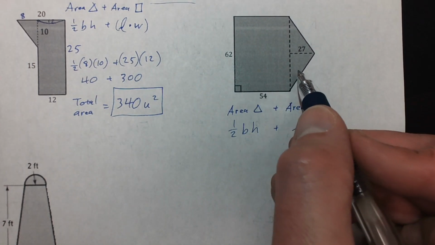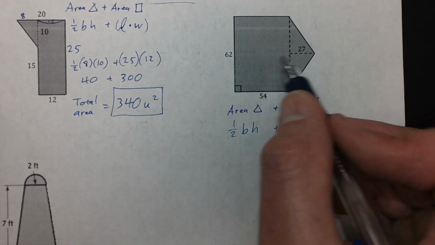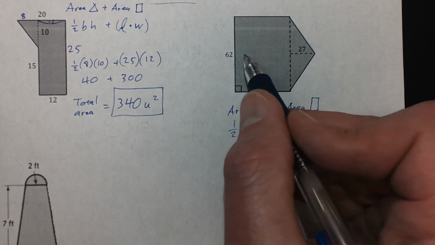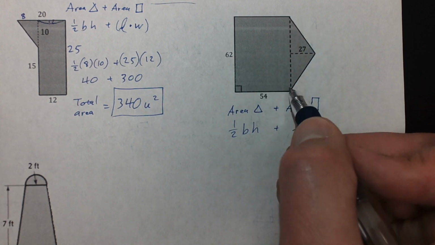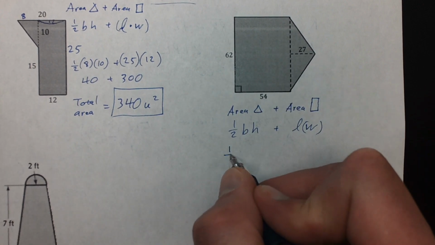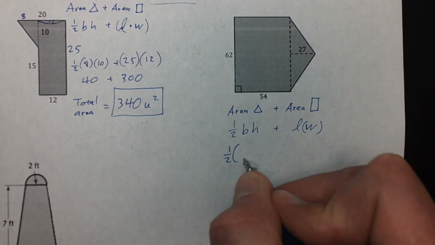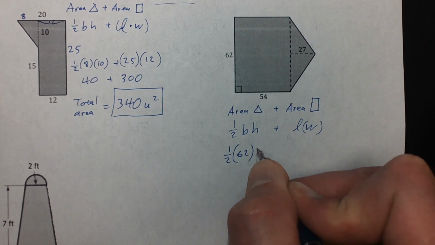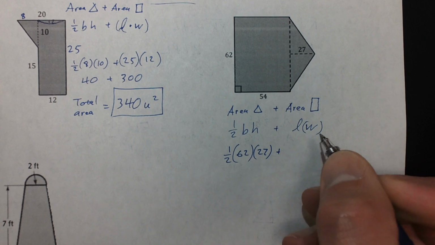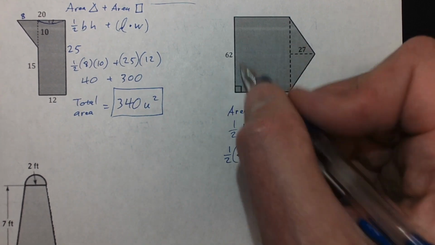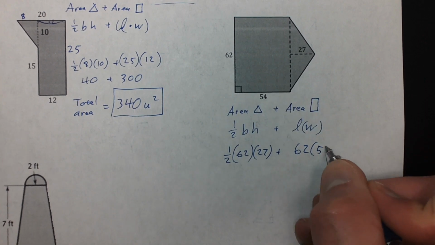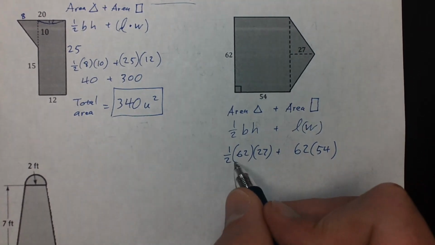Notice we had the height given for the triangle, which is pretty helpful. And the base of the triangle is really the whole vertical part of the rectangle. So it's just 1/2 the base of 62 times the height of 27. And then for our rectangle, our length, let's just go with 62 again, times our width of 54. So the only question is, well, what is that?